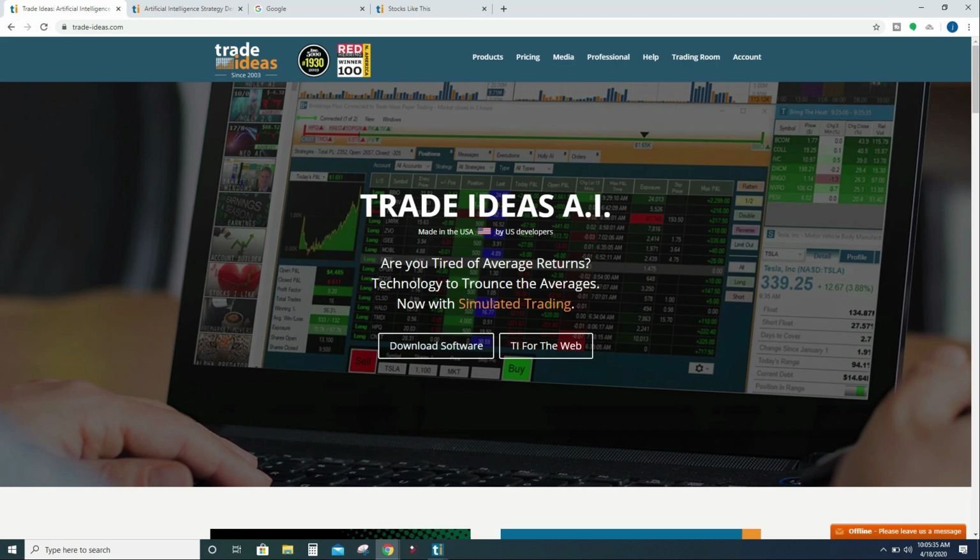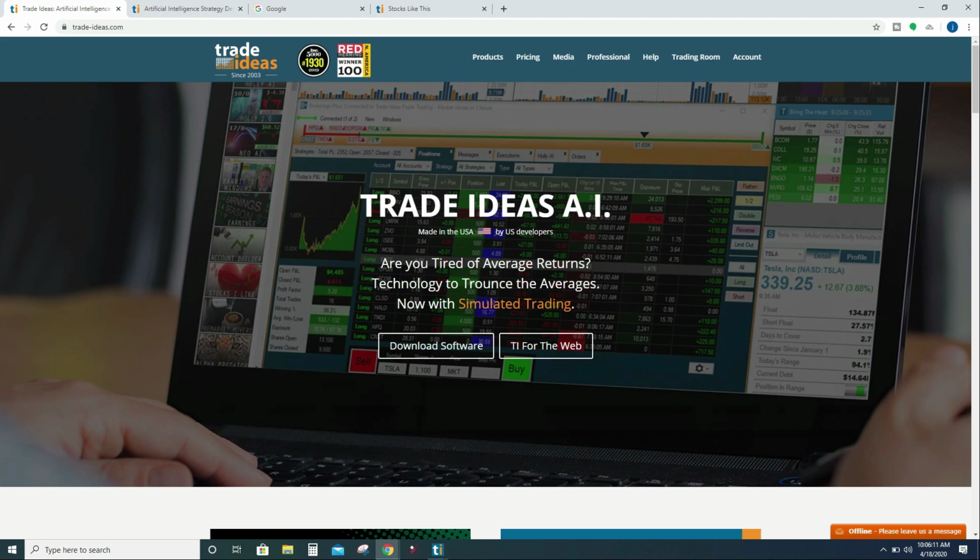This is the Trade Ideas homepage. As you see here, it says Trade Ideas AI. AI stands for artificial intelligence. So Trade Ideas offers two different products. The first one is probably their main product. It's called the Holy Grail. What that is, is an artificial intelligence trading system that makes trades based off of algorithms. All right, so if you're into algorithmic trading and you don't really like to take trades manually, you just want to let a computer do it for you, Trade Ideas is a great product for that.